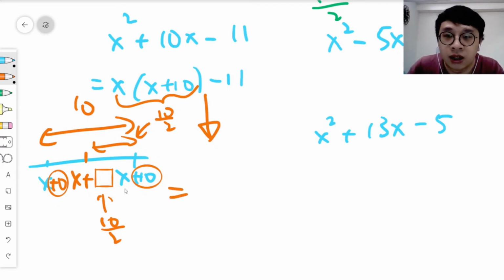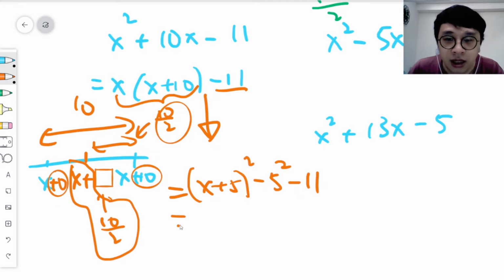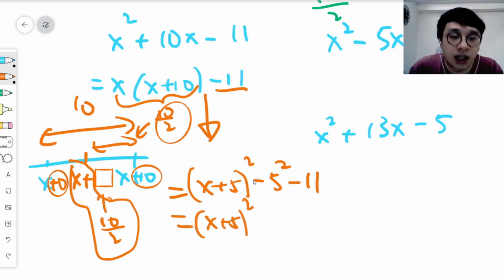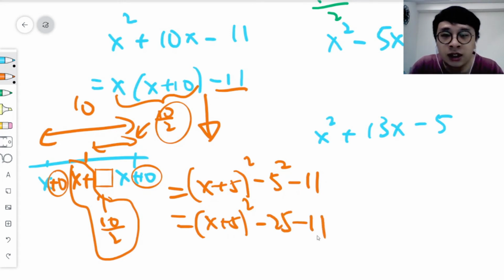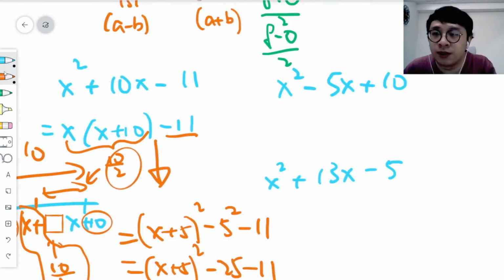The a term is x plus 5 squared, and the b term is 5, so it is minus 5 squared, and then we copy the minus 11 here. So in total, we got x plus 5 whole squared, that is the completing square term, and then minus 25 and minus 11 is kind of trash, and we get an answer. This is it.